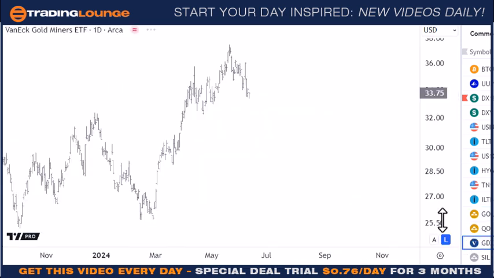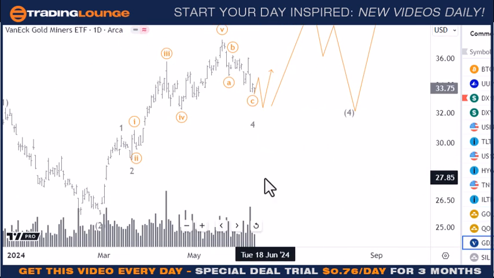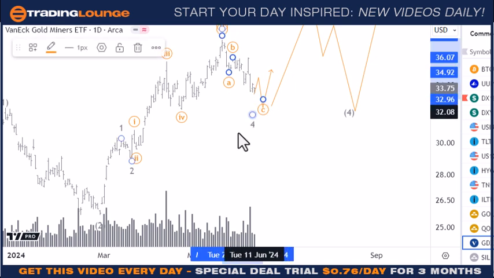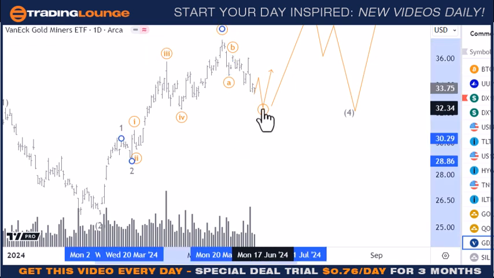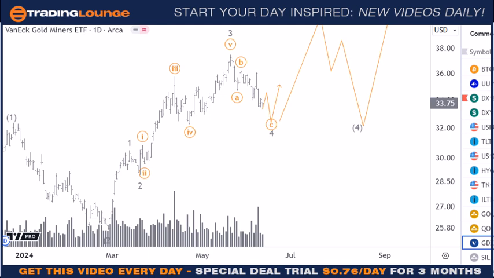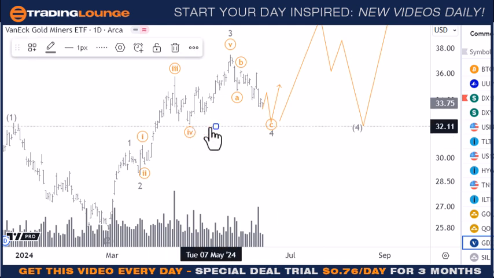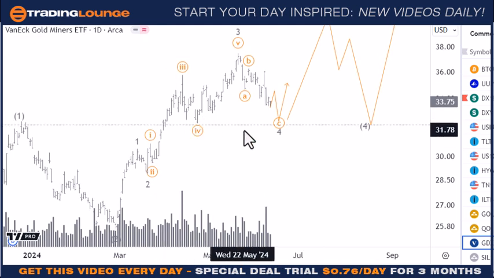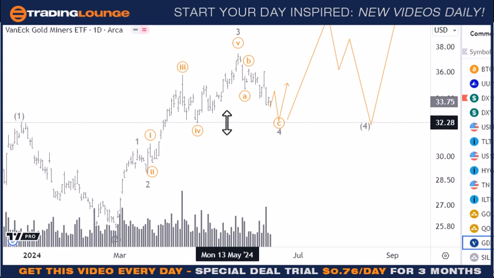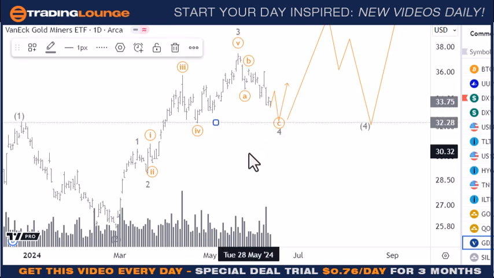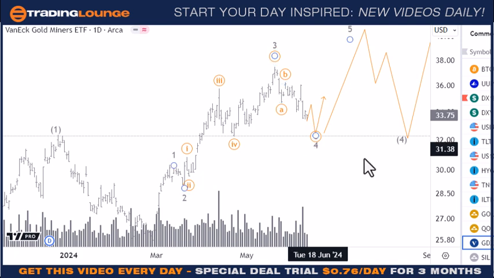I'll just have a look at GDX as well. GDX is in the same boat. I think we've got one more little low here as well for this wave 4, and also to look at this previous wave 4 low in here as well. So I'll give you a bit of an idea. It may or may not come down that far, but I think it still needs to come down a little bit further. But we're going to have a look at gold and silver on my other chart.